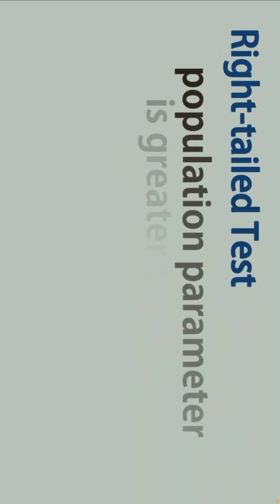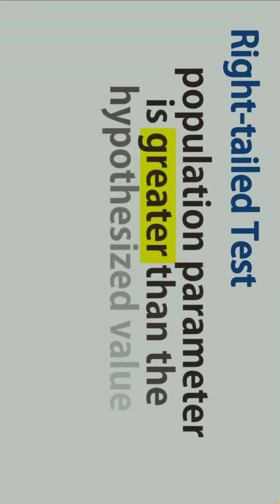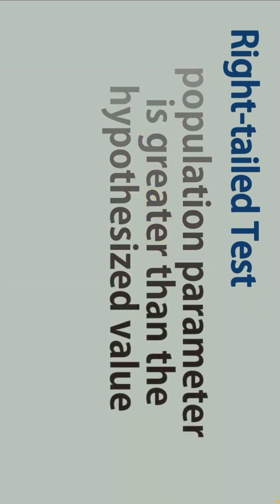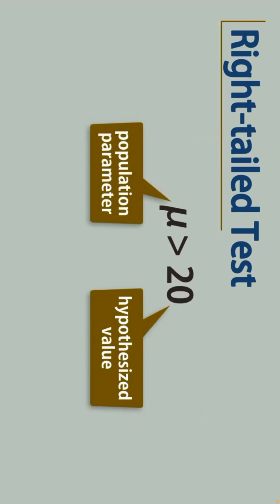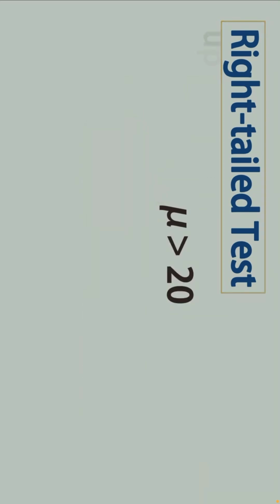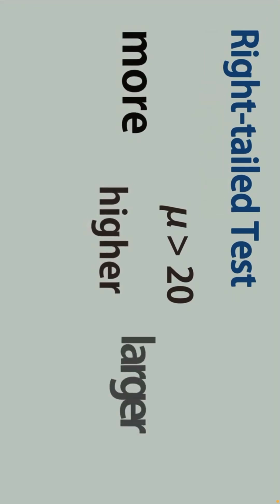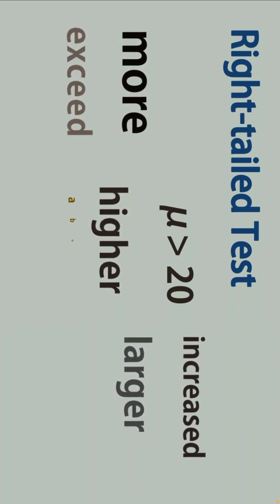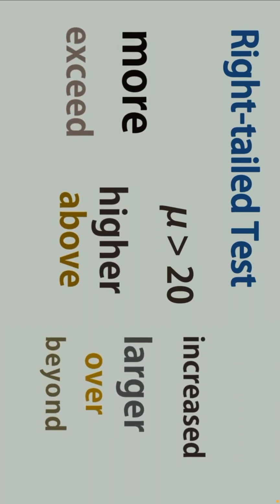applied when the research or alternative hypothesis indicates that the population parameter is greater than the hypothesized value. For example, to test if a population mean is greater than 20, we will use a right-tail test. A right-tail test is also called an upper-tail test. Other keywords for right-tail tests include more, higher, larger, increased, exceed, above, over, beyond, and so on.